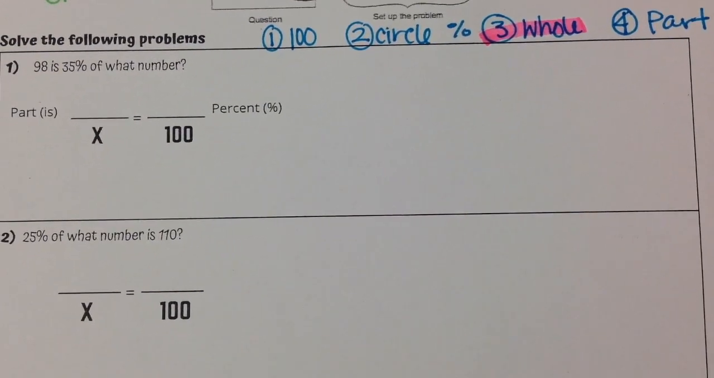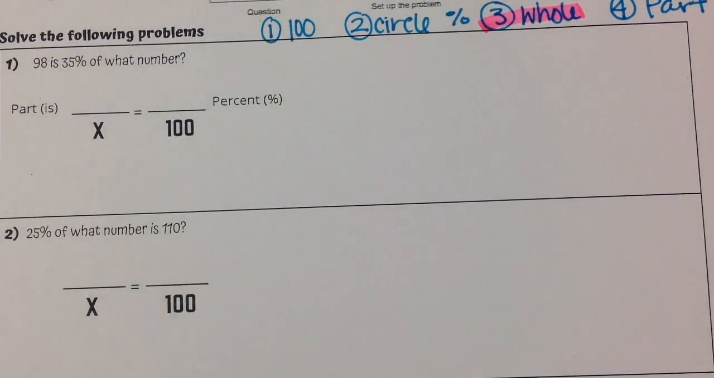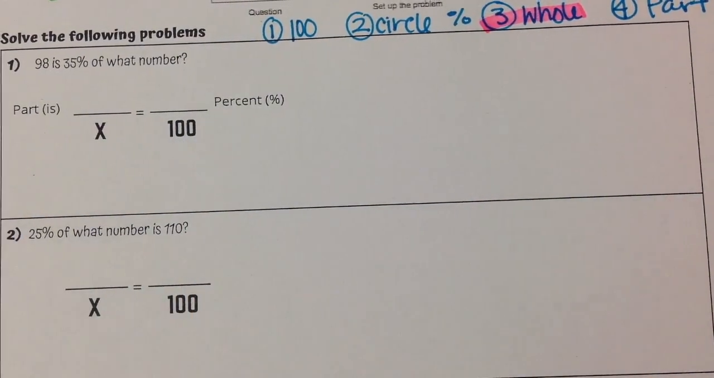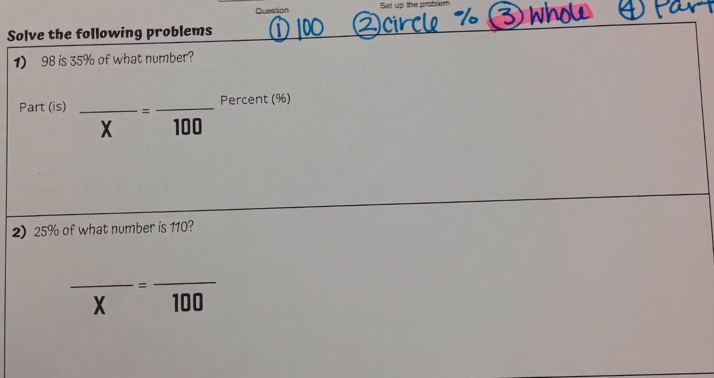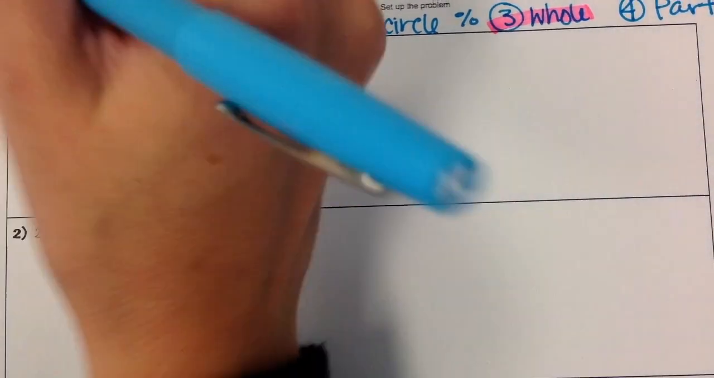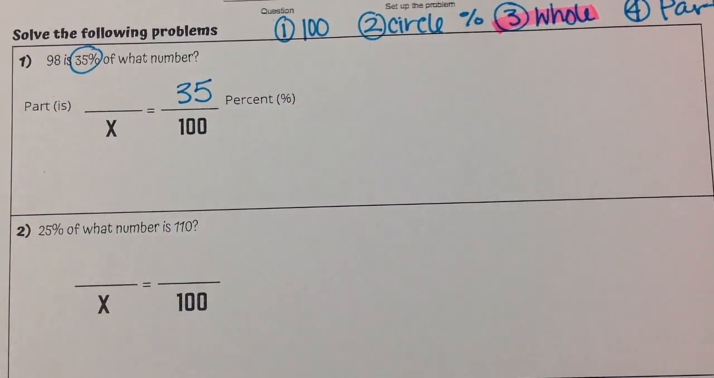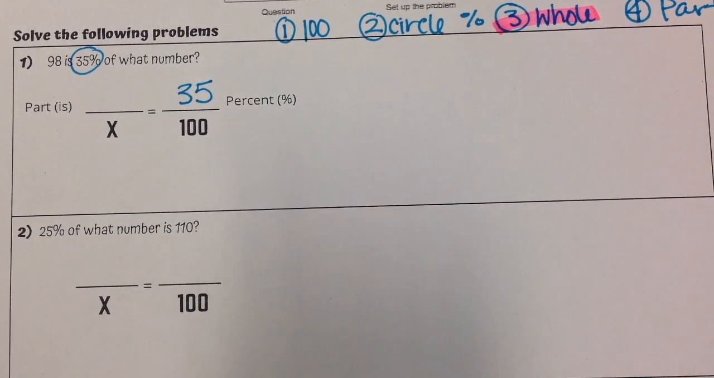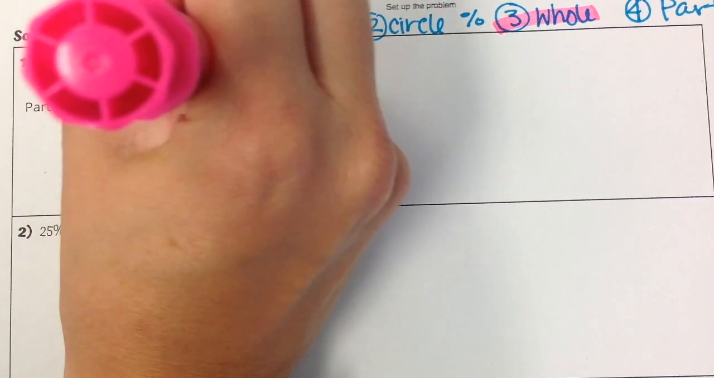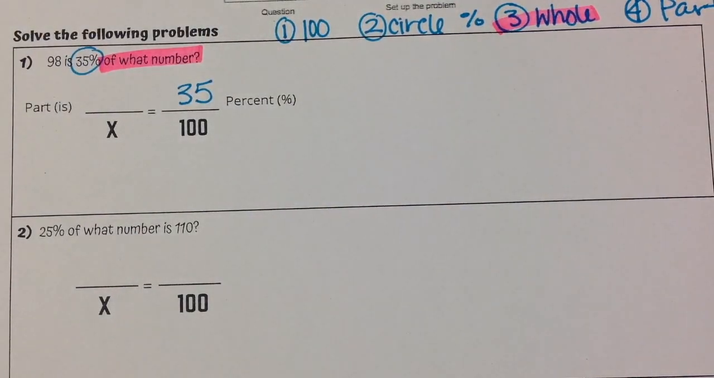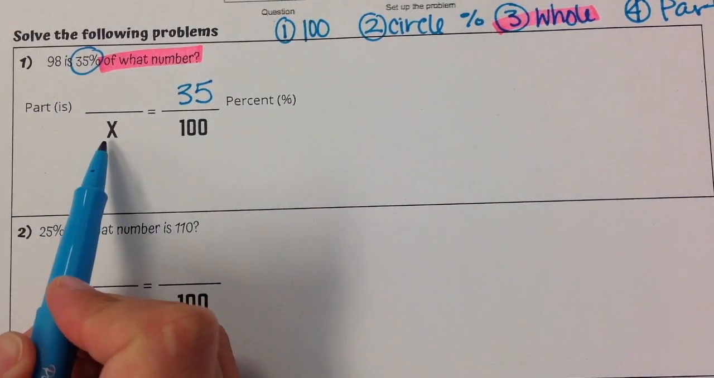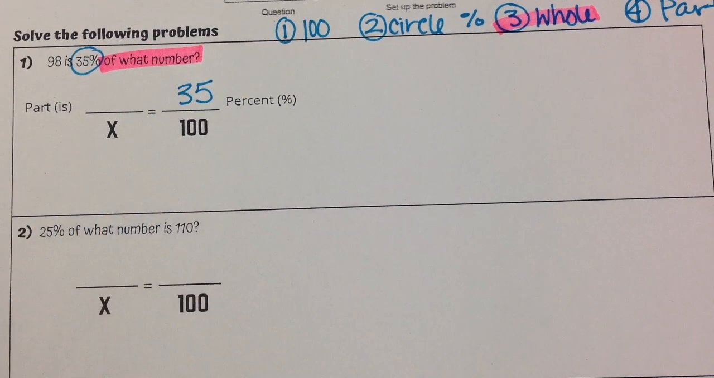So 98 is 35% of what number? First thing would be 100. That's already written there for us. Next thing is I'm going to circle the percent. So 35%, that goes up top here. Third thing, I'm highlighting the word that comes after the word of. So of what number? That means we don't know it. That means that is our variable here.